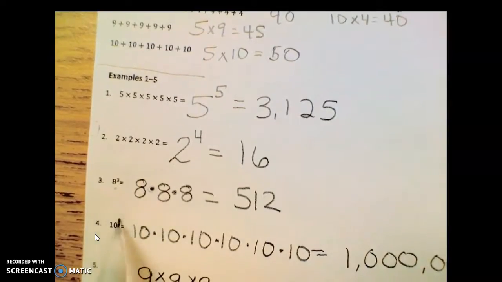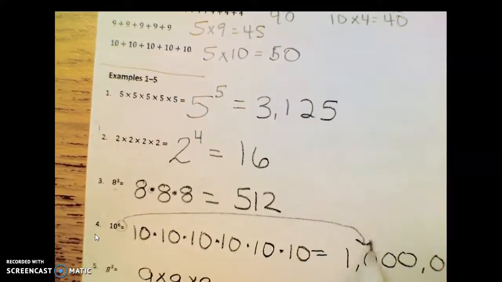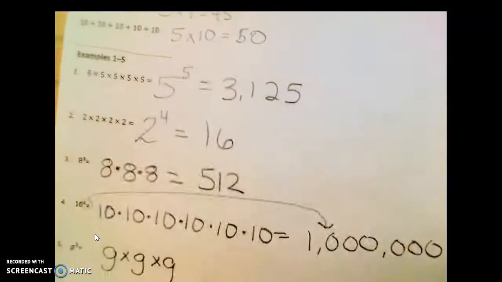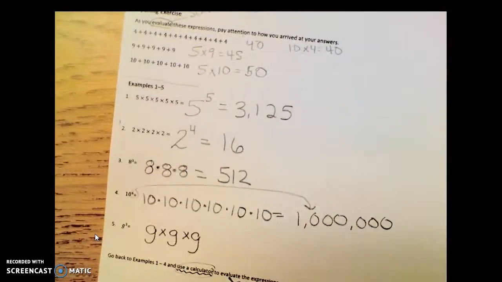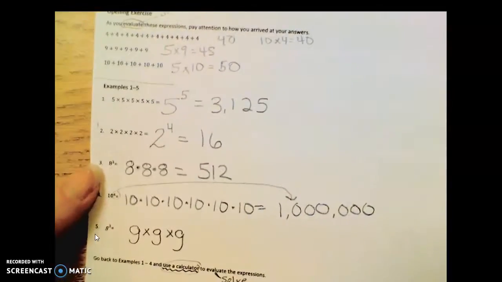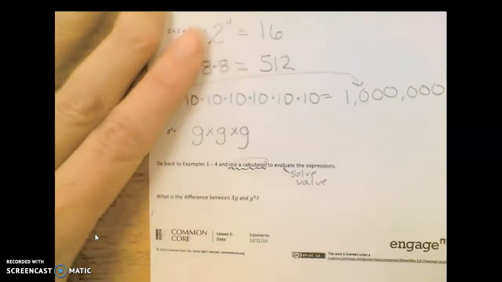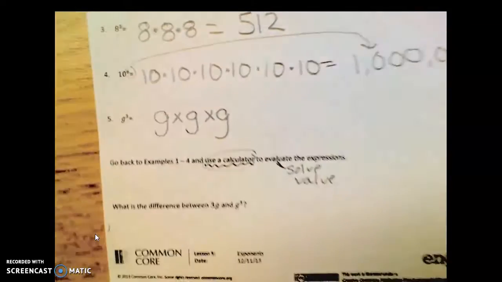and hopefully you remember that shortcut from 5th grade, that the exponent really tells you how many zeros are included in that number. That was part of your work when you did exponents, just to get exposed to them in 5th grade. Obviously, we can't solve for g because we don't know what g is, and that's why it said examples 1 through 4.